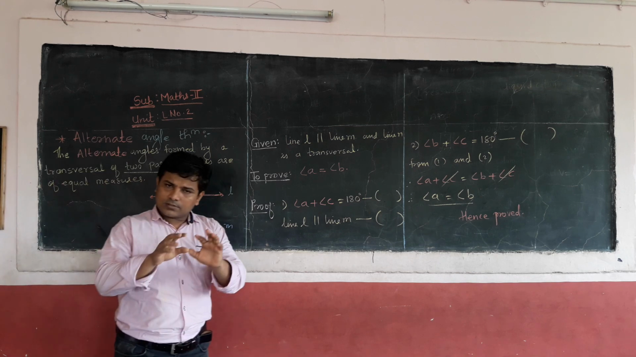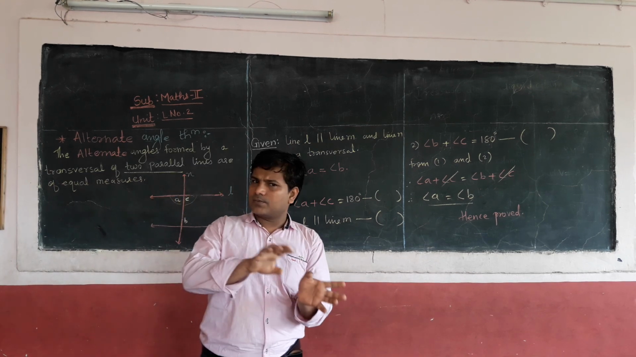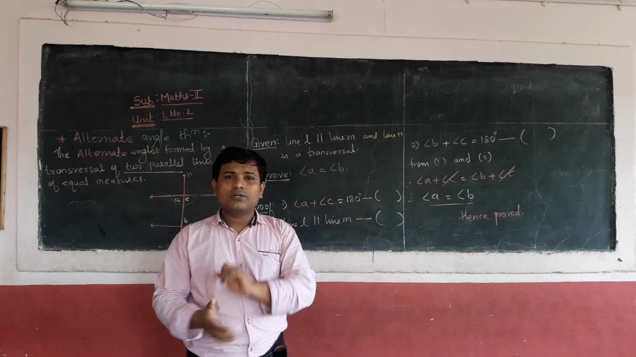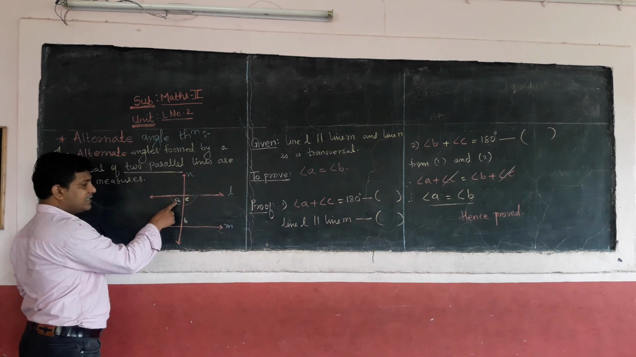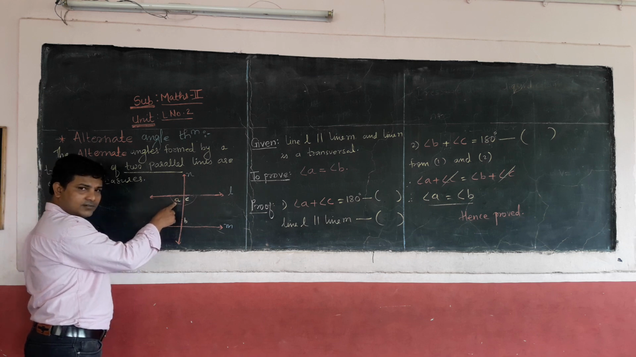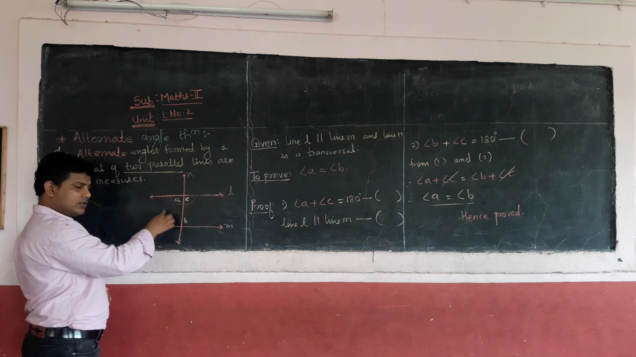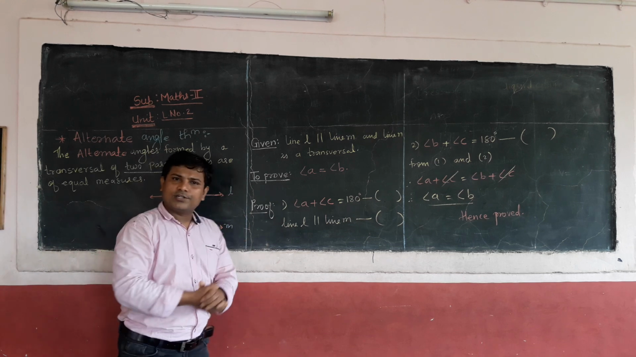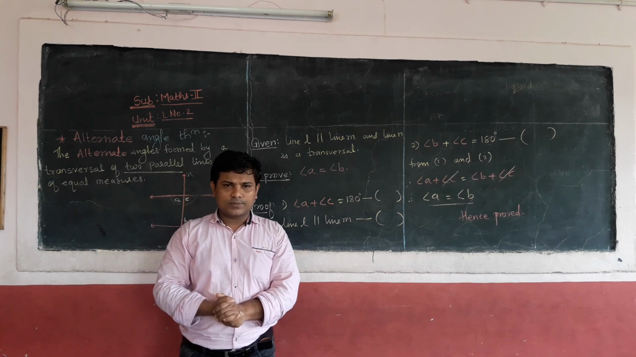Understood, all of you? So there is a similarity between the corresponding angle theorem and the alternate angle theorem. Only a slight change is there, the position of angle A. In corresponding angles, A was here, in alternate angles it is here, right? So just remember this change and try to write the proof. Got it? So please copy it.